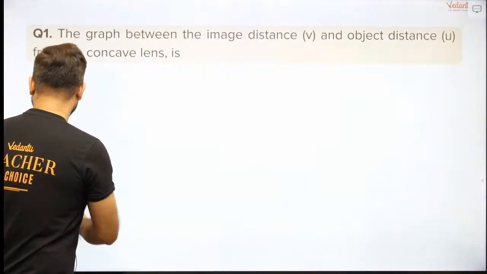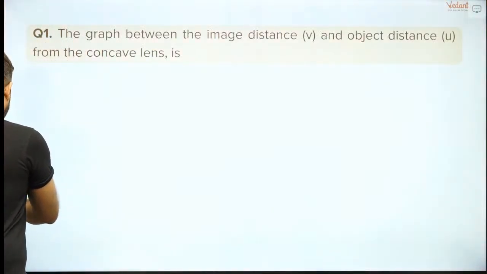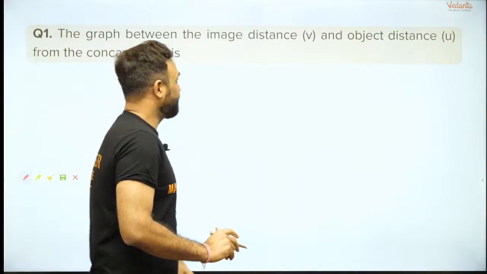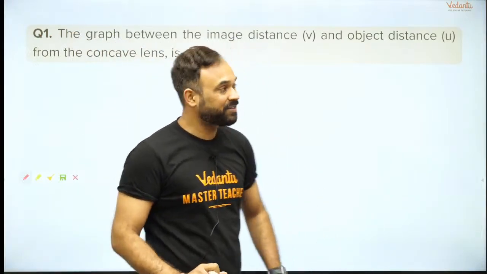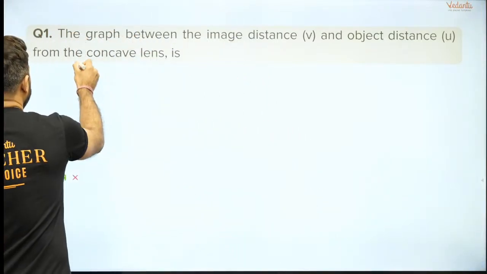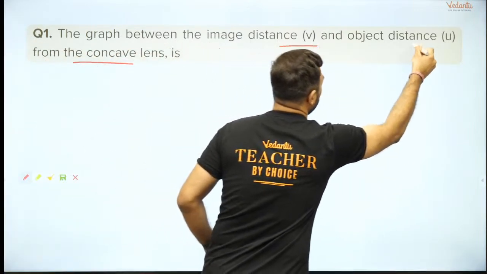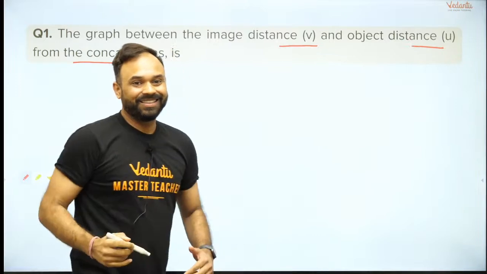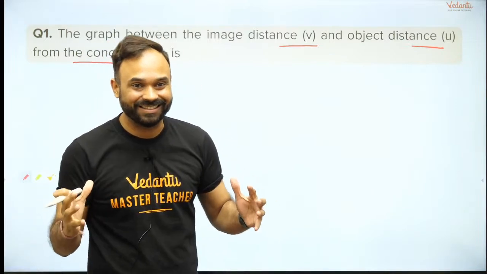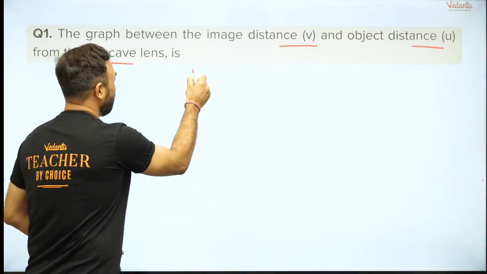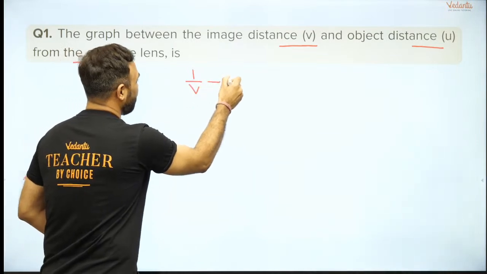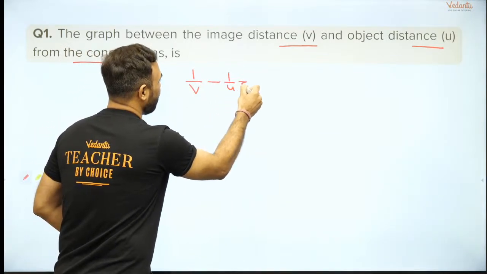Okay, students, let us start and see what problems were there in the physics JEE Mains paper conducted today. So guys, let us look at the first problem. It asks: what is the graph of V versus U for a concave lens? Right, for a concave lens, the V versus U graph.